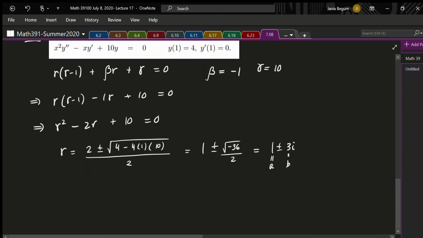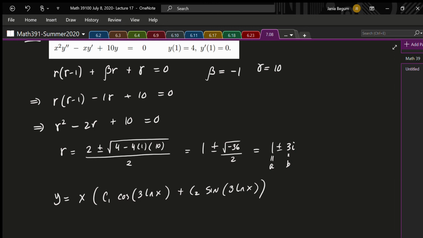So the solution of this is going to be y equals x to the a, so that's x to the 1, times c1 cosine of b, where b is 3 ln of x, plus c2 sine of 3 ln of x. So that's how the solution would look. But because this is an initial value problem, we have to compute c1 and c2. Any questions up to here? Is it making sense so far?